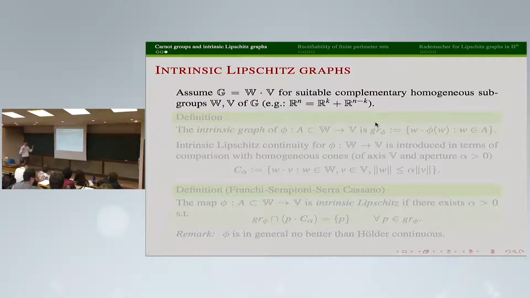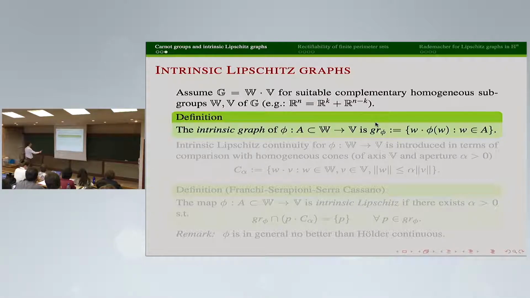So imagine you are given this splitting. Your Carnot group is decomposed as a product of two subgroups, W and V, which are complementary. So they generate all the group and their intersection is just the identity. The typical case is, of course, when your group is R^n and you decompose it into the direct sum of R^k and R^(n-k). And imagine you are given a map phi from W, the first subgroup, to V, or from a subset of W to V.